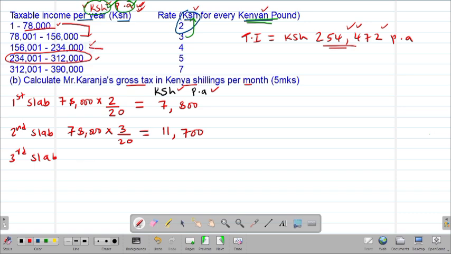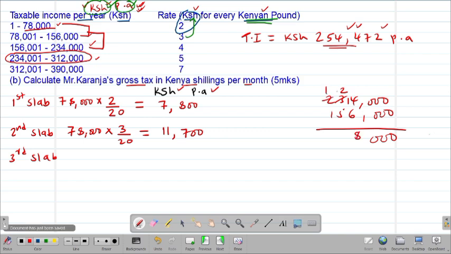Similarly, for the third slab, we are still going to have the same value. We'll take 234,000 less 156,000. This will be 3 zeros. Of course, I'll borrow 1 to remain with 2. This will be 14 minus 6, which will give us 8. I'll borrow 1 to remain with 1 here. 12 minus 5, this will be 7, then of course 0.